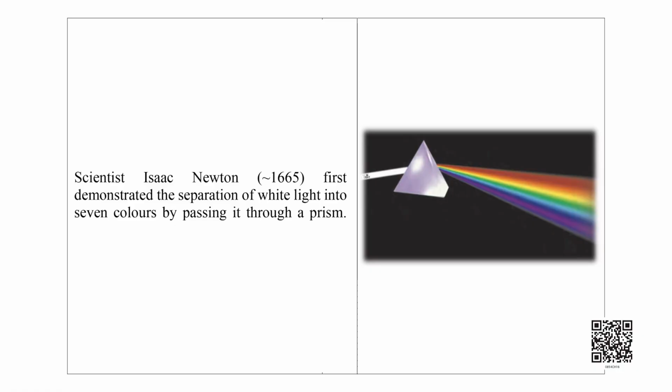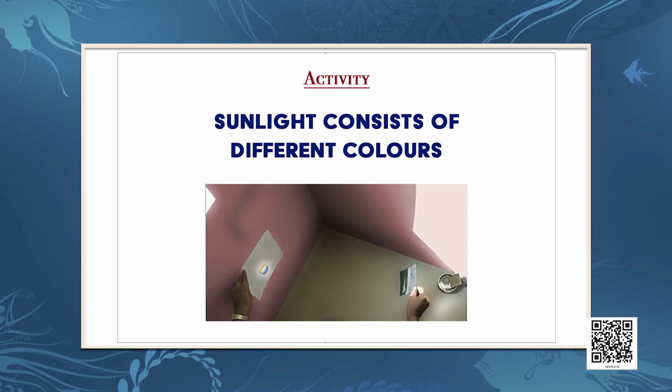I am sure all of you have heard of the famous scientist Sir Isaac Newton. It was Newton who discovered this fantastic phenomenon of dispersion of light. Isaac Newton demonstrated that white light could be separated out into its 7 colors by passing it through a light prism.